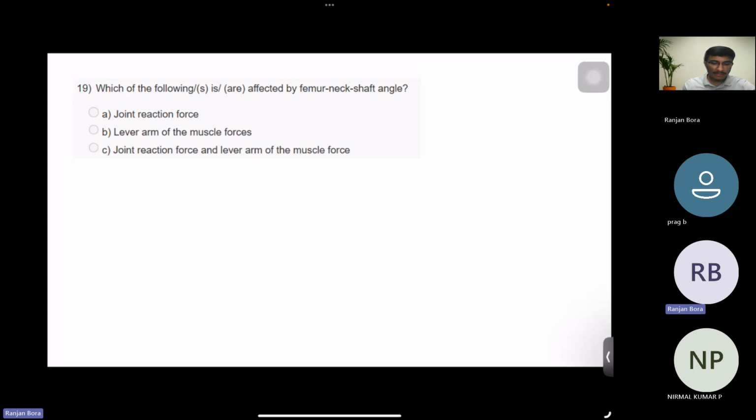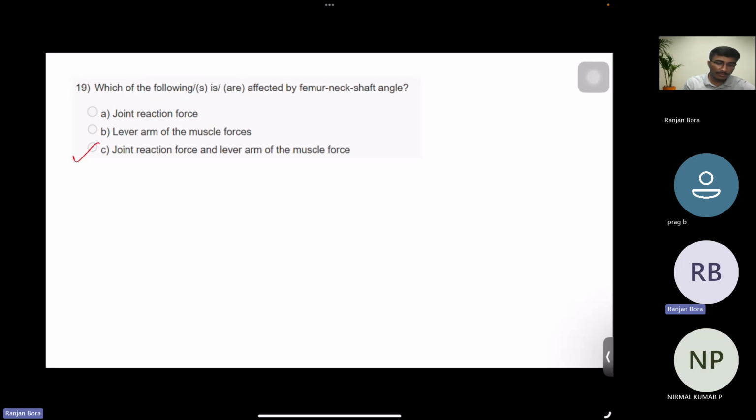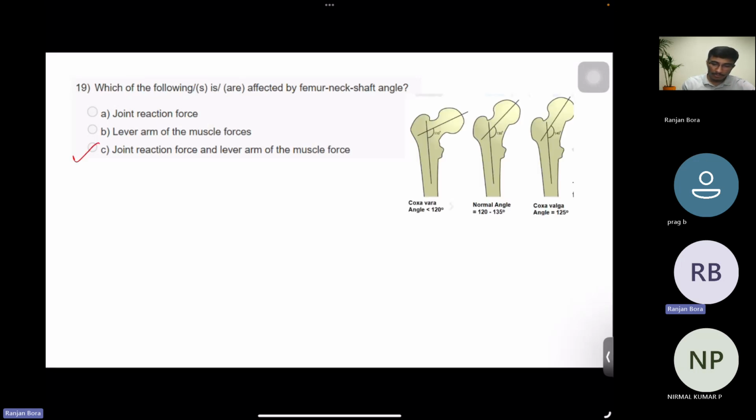Which of the following is affected by femur neck shaft angle? Yes, both the joint reaction force and the lever arm of muscle force. How it is getting affected: you can see, this angle is called femur neck shaft angle. So in this case, the joint is located here and the abductor muscle will be located somewhere above this. And in this case, the joint position will be here, and the abductor muscle force will be here.